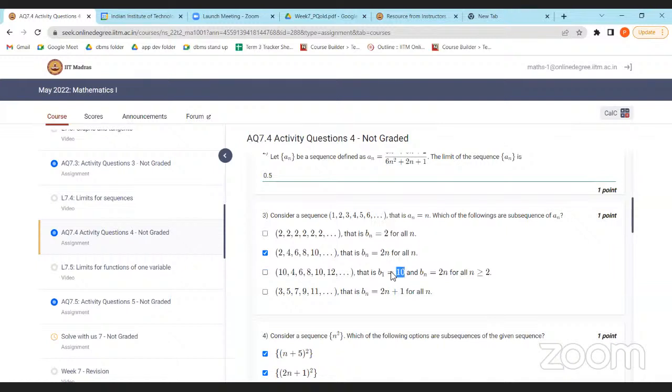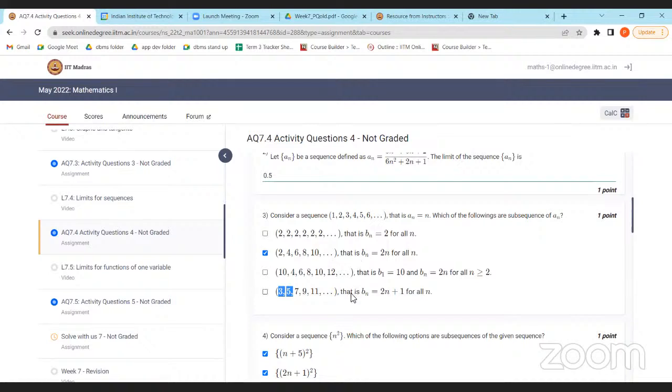Here given is b_1 equals 10. So the first value is 10, and then b_n equals 2n for all n greater than 2. If I put n equals 2 here, I get 4. If I put n equals 3 here, I get this sequence. But is this present in my parent sequence, that is a_n equals n? Yes, it is a part of this particular sequence only. We can simply take 3, 5, 7, 9, 11, right?